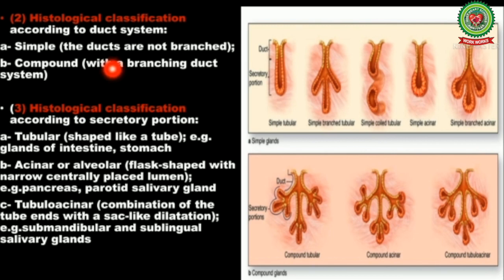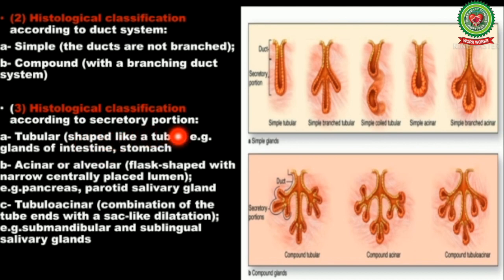According to the duct system, exocrine glands are further of two types, simple and compound. Simple exocrine glands are the glands in which ducts are not branched, whereas compound glands are the glands in which a branching duct system is present.